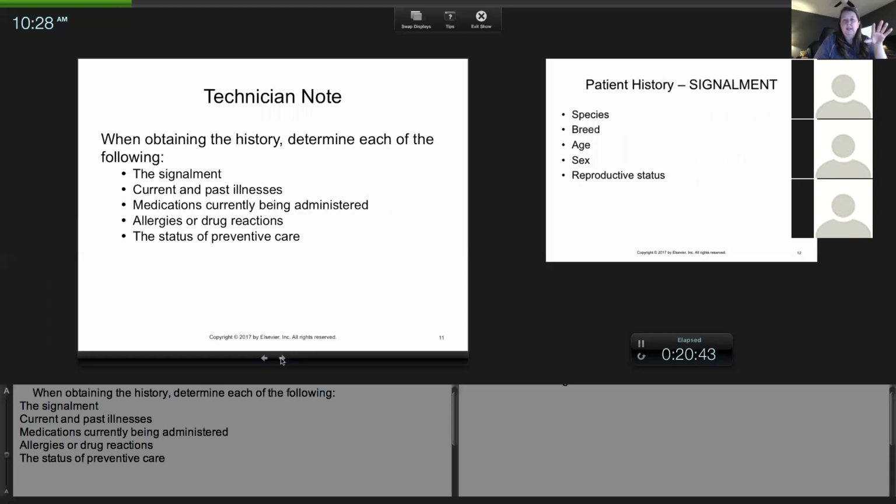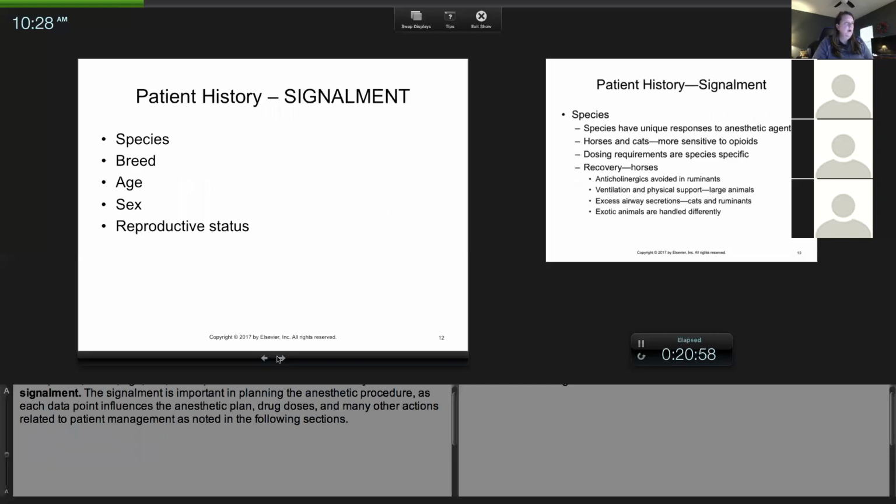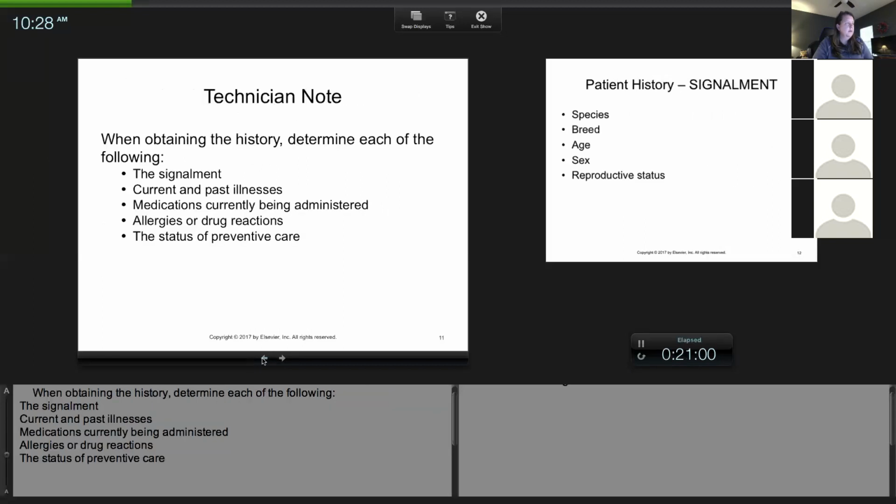When you're also taking the history, now I think everyone's really good. Every time I teach this class and I say, go over what's in a signalment, everybody can pretty much spit that out to me. But the other thing that we want to find out, let me go back a second, sorry, is any current or past illnesses. Have there been any issues with Fluffy in the past? Any concerns about Fluffy?